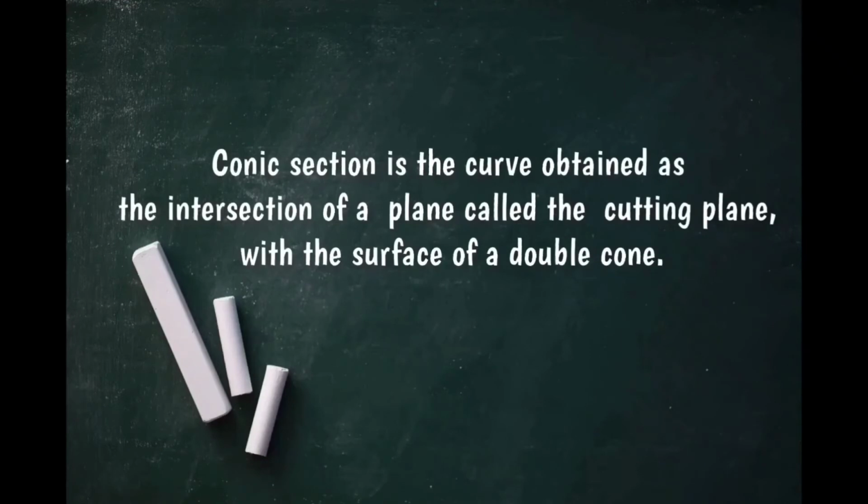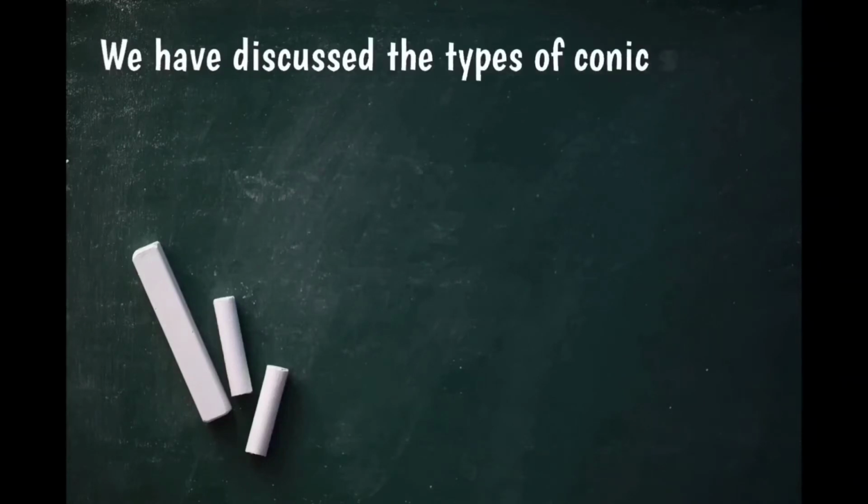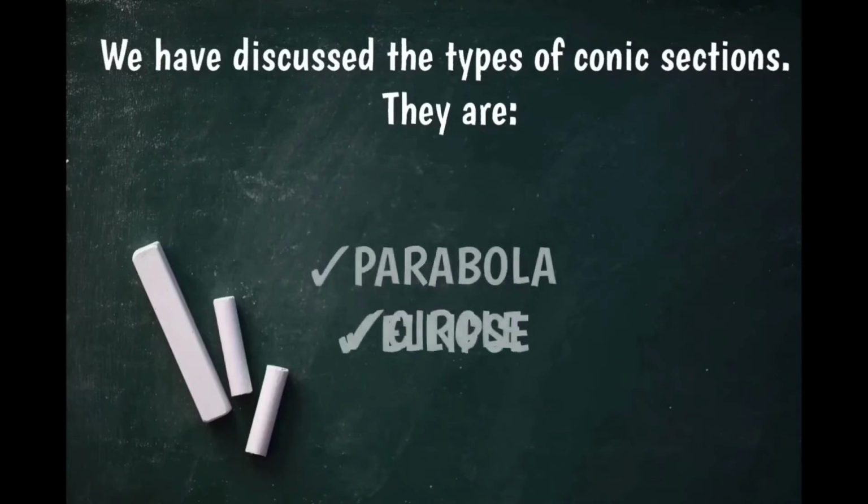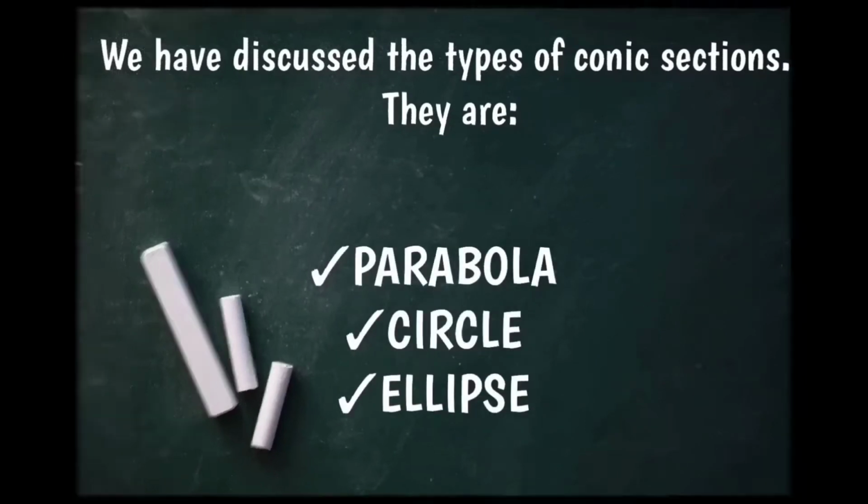Before we begin with our topic, let us have a short review. Last time, we talked about conic sections. A conic section is a curve obtained as an intersection of a plane, called the cutting plane, with the surface of a double cone. We have discussed the types of conic sections. They are parabola, circle, and ellipse.